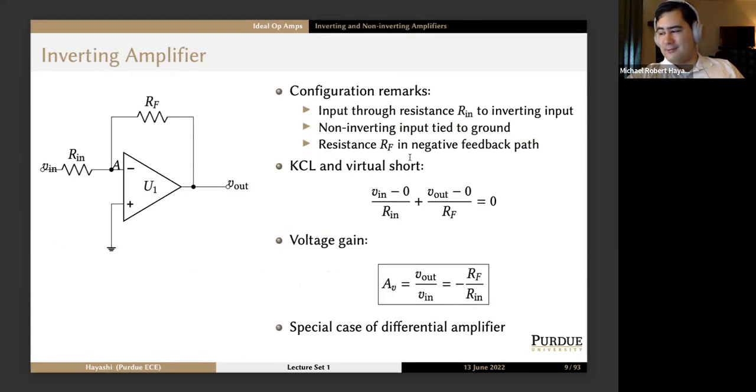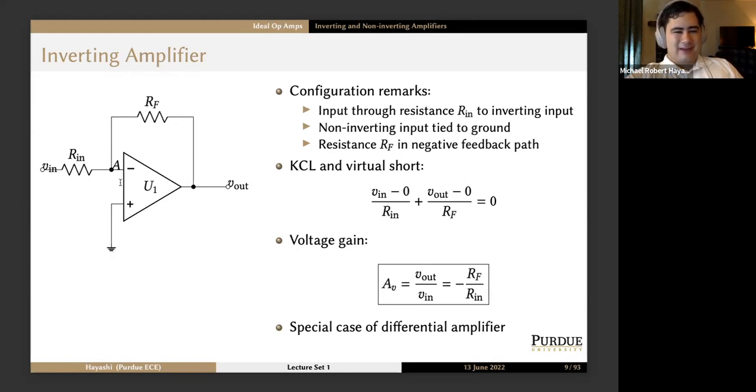So the first new slide of today, the 14th of June, is the inverting amplifier. And this one's probably worth spending some time studying. So some remarks on this configuration: the input goes through a resistance Rn to the inverting input of the op amp. The non-inverting input is tied to ground, and then there is this resistance Rf in the negative feedback path.